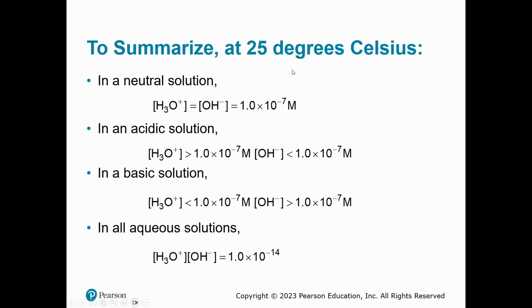Neutral solutions will always equal 10 to the minus 7. If it's acidic, we'll have hydronium, which is greater than 10 to the minus 7, and hydroxide, which is less than 10 to the minus 7. For basic solutions, we'll just have the opposite case. For all aqueous solutions at 25 degrees Celsius and at atmospheric pressure, the product of the concentrations will always be equal to 10 to the minus 14.